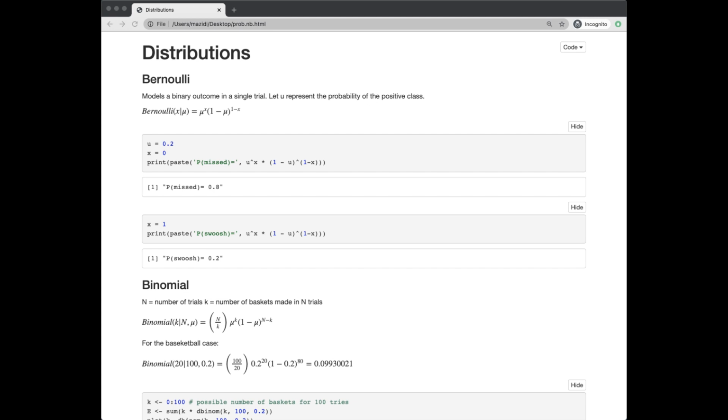Let's say I'm terrible at shooting baskets, and mu is 0.2, the probability that I shoot and actually make the basket. Notice that one of these terms will disappear based on the binary choice of 0 or 1. So the probability that I miss, plugging in x equals 0, gives us an 80% chance, and the probability that I make it, where x equals 1, is a 20% chance.